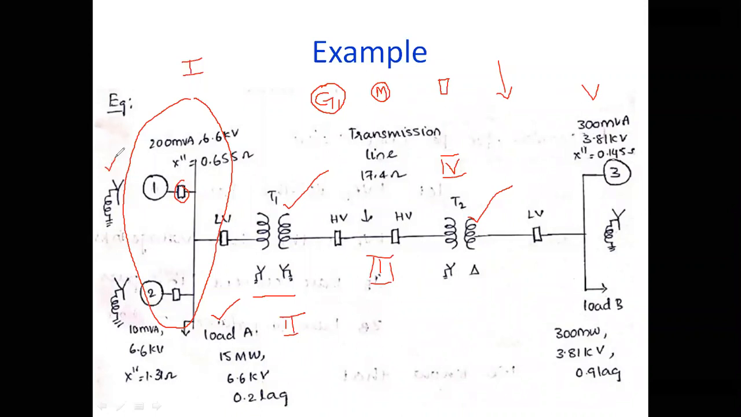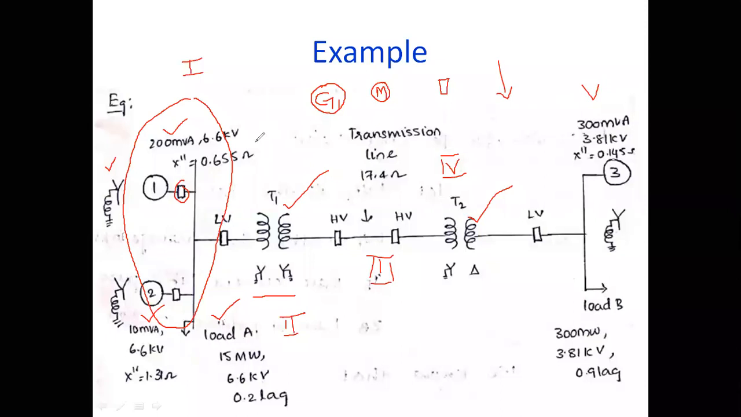Now see the ratings of the 2 generators. The generator connection is star connected, and the neutral point is grounded through a reactance. So this is the neutral grounded reactance. Similarly, the connection of the second unit is exactly similar to the first one. Generator 1 has a power rating of 200 MVA, and generator 2 is 10 MVA. The base voltage at which we are operating generator 1 and generator 2 is 6.6 kV.